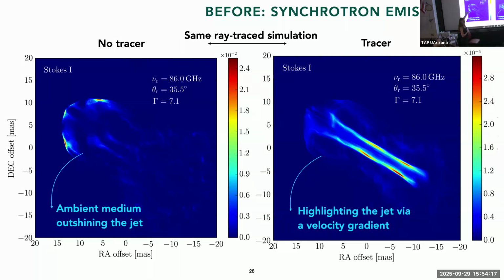So if you don't have a tracer, so if the numerical value is 0, you basically only see this, where the ambient medium outshines the jet. If you use the jet tracer, you highlight the jet with a velocity gradient. We have to do this because it's a thermal simulation, so there are no physical particle processes or mechanisms that would allow for the ambient medium to cool off and not outshine the jet.